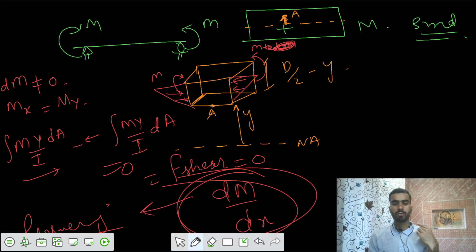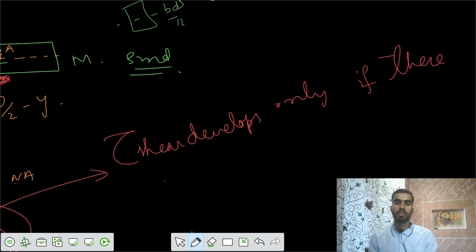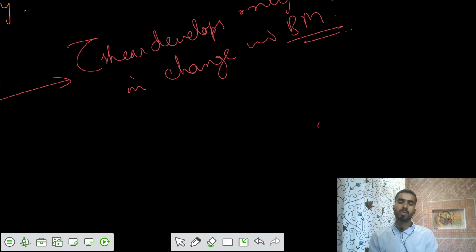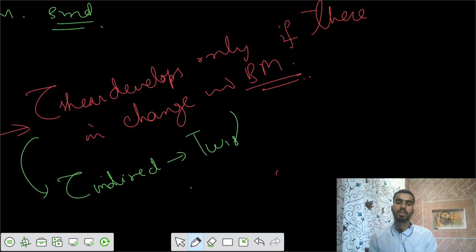So that means shear force will develop only if there is a change in bending moment. Let's write that: shear stresses in beams develop only if there is a change in bending moment. This is one of the most important statements. We may have one more shear stress, that is indirect shear stress, which is different from this one. It can be developed because of twisting moment.